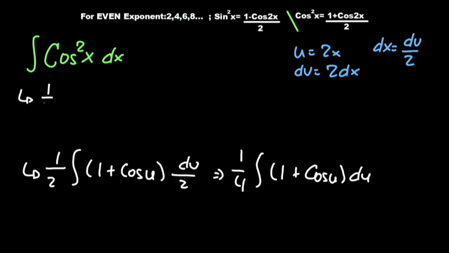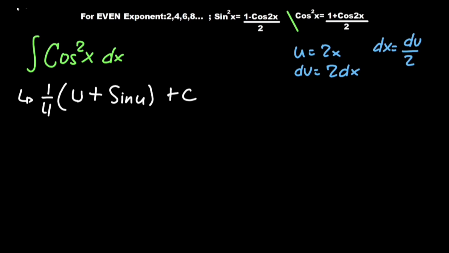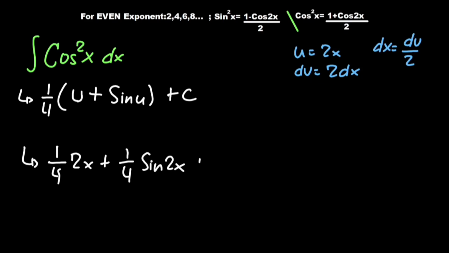By integrating this, the integral of 1 du would be simply u. And the integral of cosine of u would be sine of u. Thus, the final answer would be 1/4 u, here u is 2x, plus 1/4 sine of 2x plus c. Or you can cancel this, which will be left to 2. And so this would be simply x over 2.